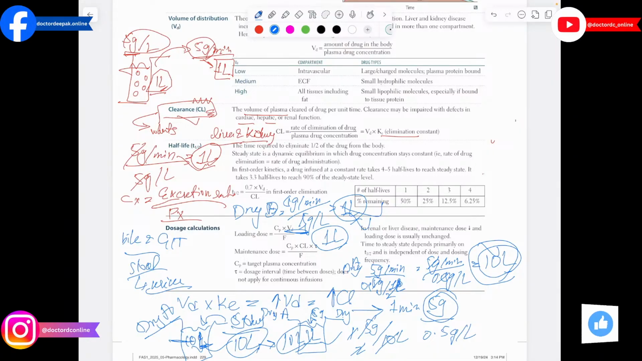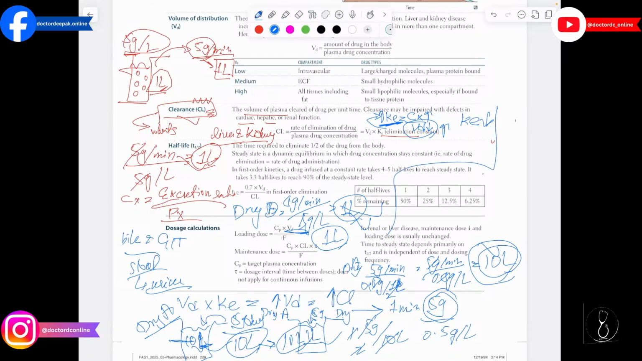To find the elimination constant, we can rearrange this formula like that. Elimination constant is equal to clearance divided by volume of distribution. So, if the clearance is high, the elimination constant would be high. If the volume of distribution is less, the elimination constant would be high. And if the volume of distribution is high, then the elimination constant will decrease.